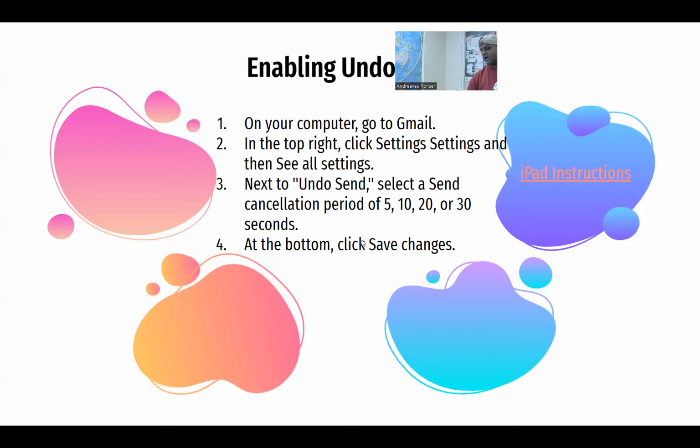And in order to do that, you would go into your Gmail. In the top right, you can click settings. You can see all settings. There's an undo send here. I'm going to show you how to do that in here. But one of the things that I do want to mention is there is a link to iPad instructions and how you can enable that within your iPad.